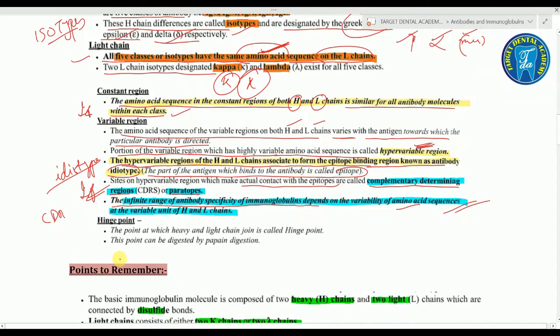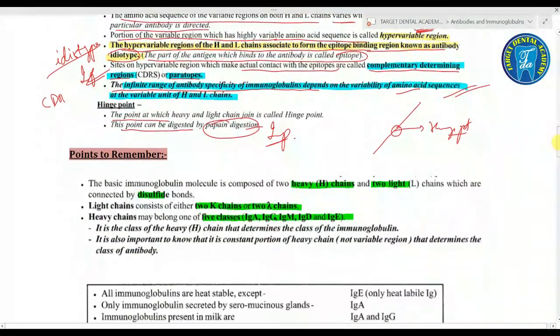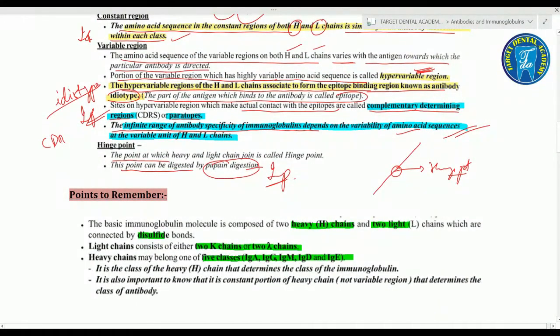Coming on to the hinge point. The point at which the heavy and the light chain join is known as the hinge point. This point can be digested by papain digestion. Important. Fine. So let's discuss some of the important points to be remembered. The basic immunoglobulin molecule is composed of 2 heavy chains and 2 light chains which are connected by disulfide bonds.